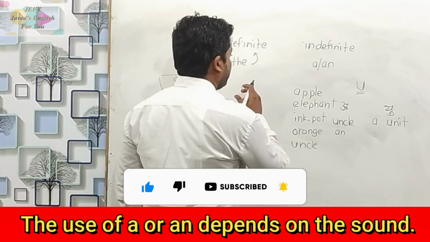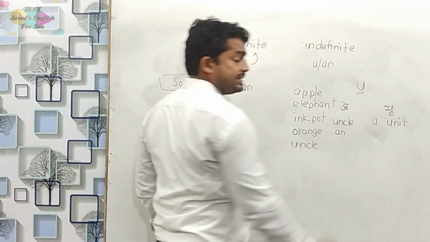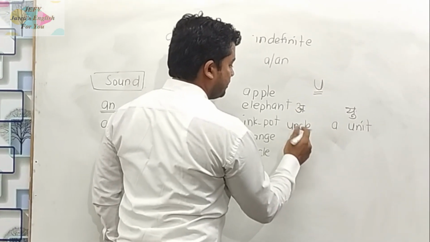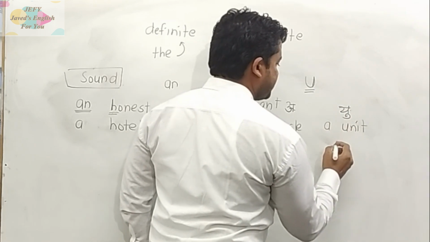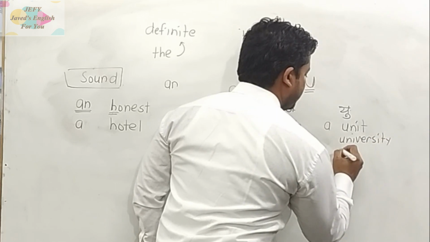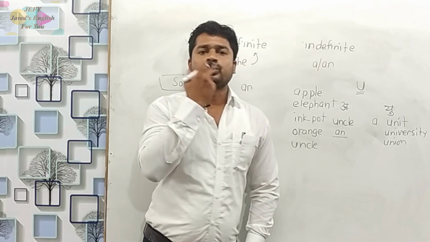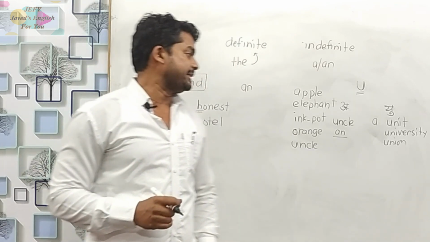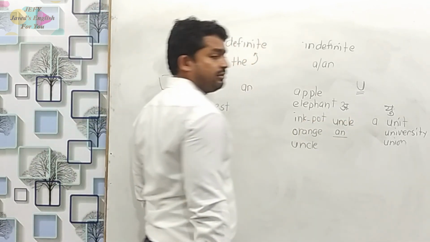The use of a or an does not depend on the letter itself but on the sound. If it has a sound of a, like uncle, we say an. If it has a sound of u, like a unit, a university, or a union, whenever you have a sound like u, the lips go in a circular shape, you will have to use a, a unit in this way. So remember these examples. Let's proceed further.